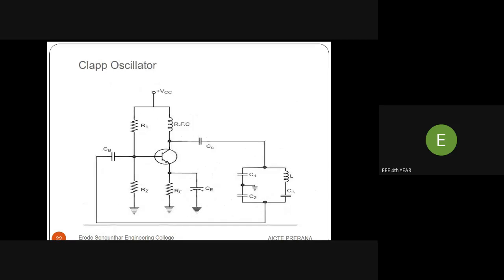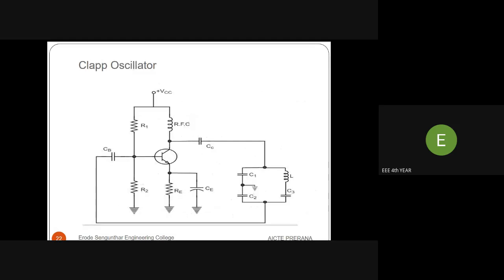This is the condition for oscillation of Colpitts oscillator. Frequency of Colpitts oscillator F is equal to 1 divided by 2 pi into square root of C equivalent into L. Condition for oscillation of the Colpitts oscillator is hfe equal to C2 divided by C1. Now let us see the next LC oscillator, the Clapp oscillator.